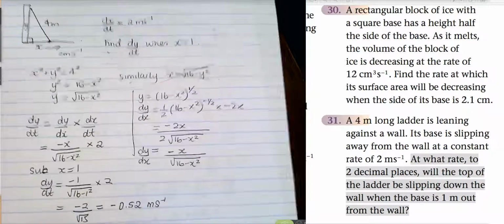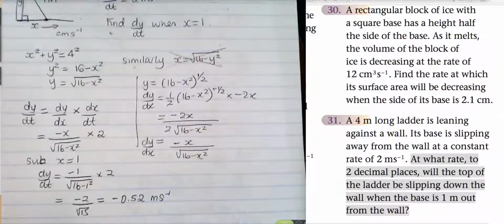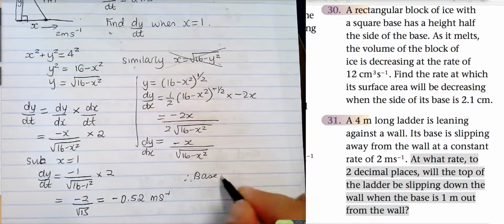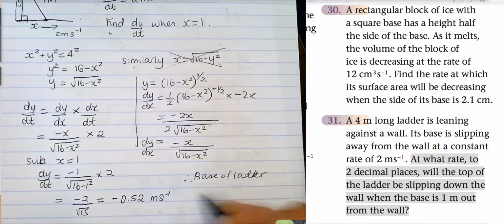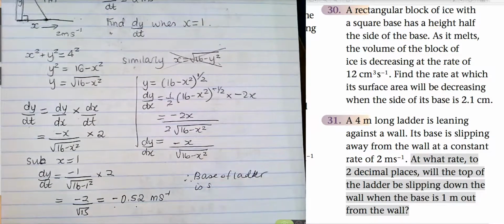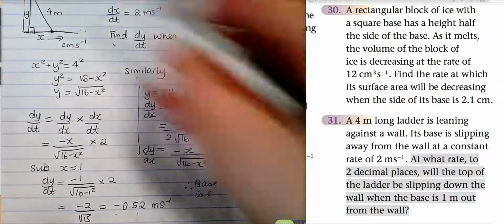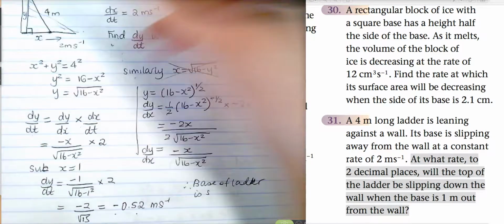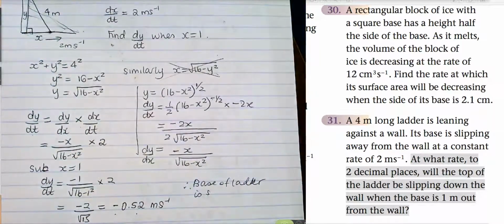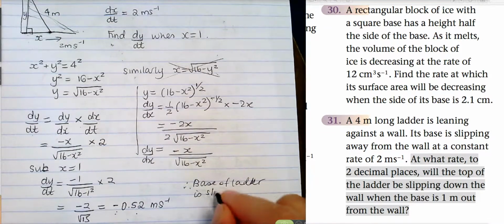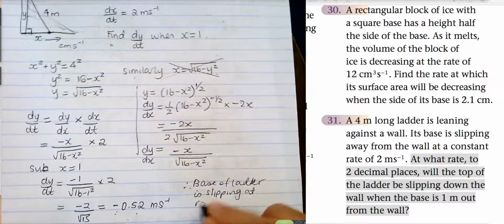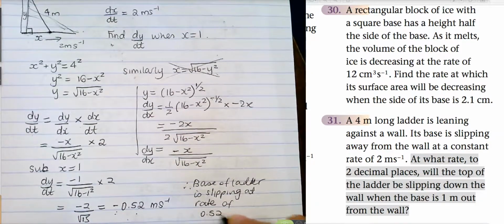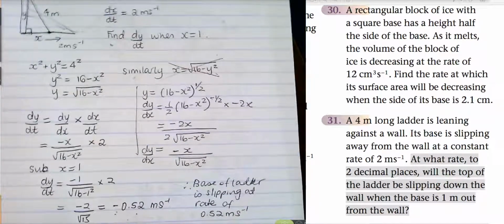So interpreting that in light of the question, therefore the base of the ladder is slipping. See, it's a negative answer because if you look at y, the ladder is going to move down like this. So y is decreasing, the distance y is getting smaller with time, but x is increasing with time. So that's why we've got a negative answer here. So the base of the ladder is slipping at the rate of 0.52 meters per second. So every second it's dropping down half a meter, roughly.